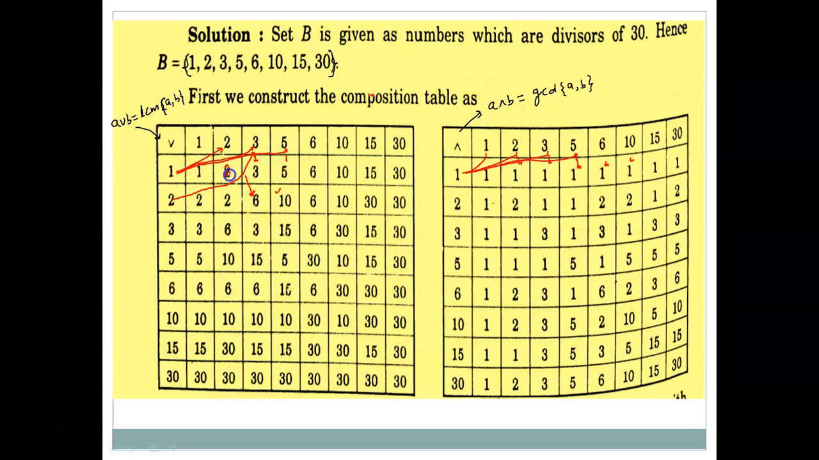This element is 2 here above the diagonal, and this element is 2 below the diagonal. How has this element been obtained? This element has been obtained by taking the operation 1 join 2. 1 join 2 gives you 2. Now look at this, how it has been obtained. It is by 2 join 1. So using these two operations, we are getting the same element. That means 1 join 2 is equal to 2 join 1.